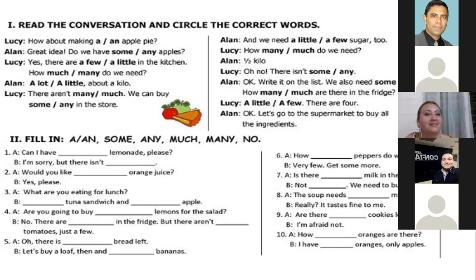We also need some eggs. How many are there in the fridge? A few. There are four. Okay, let's go to the supermarket to buy all of the ingredients. Very good. Congratulations, Larissa and Guillermo. All of you did a great job.